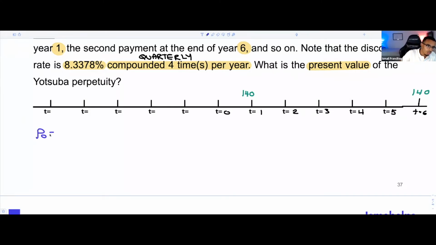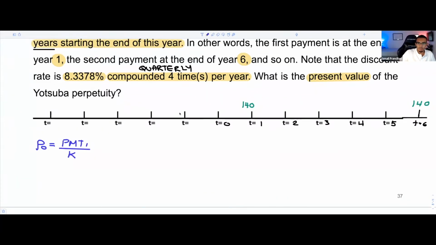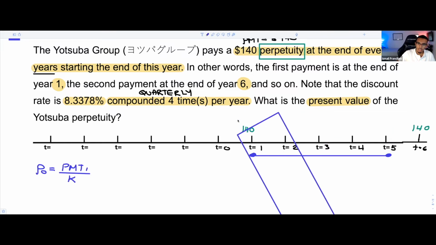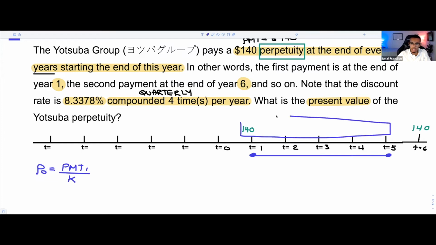So we know that P0 is equal to payment 1 over K. Okay, so we know that. The thing is though, and you should notice by now, when we have perpetuities that are spanning multiple years, as you can see, this one spans essentially 5 years, right? When you have perpetuities that span so much time, it's very important to group them together, okay? It's something that you must have seen at this point.